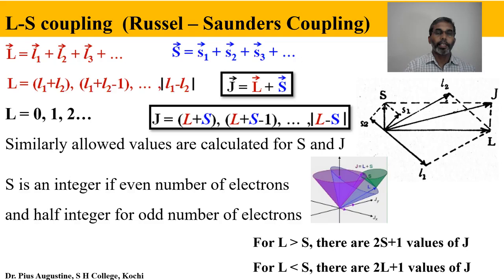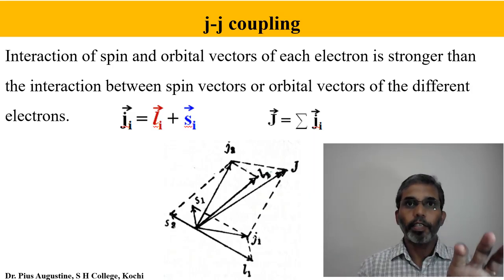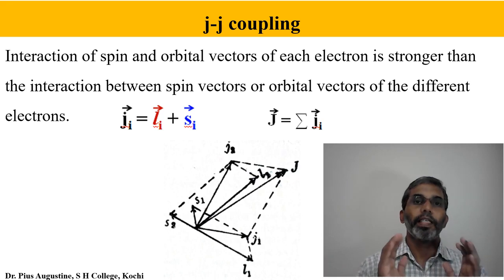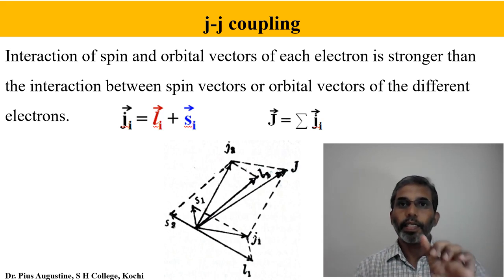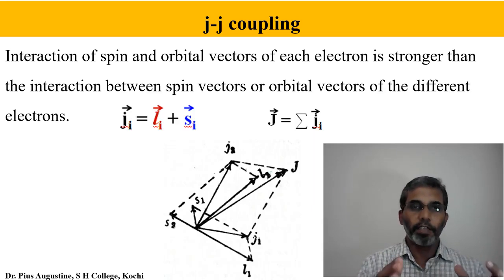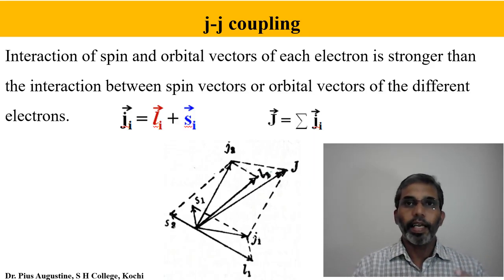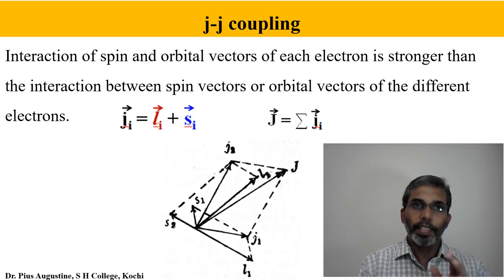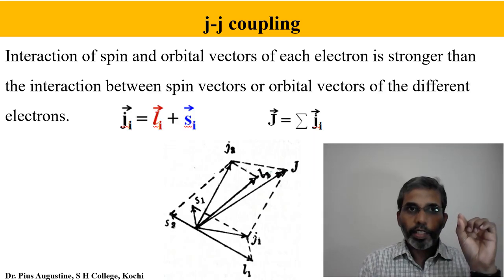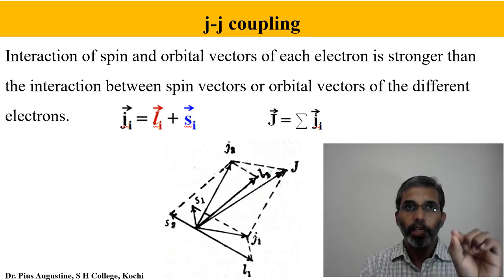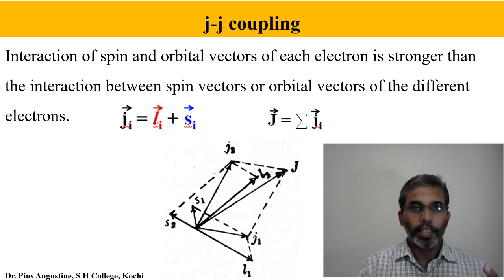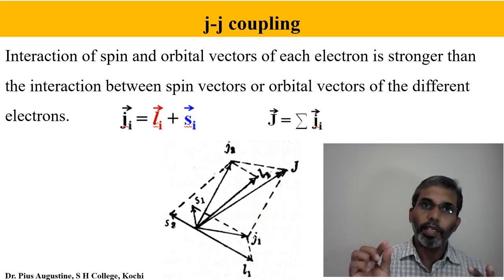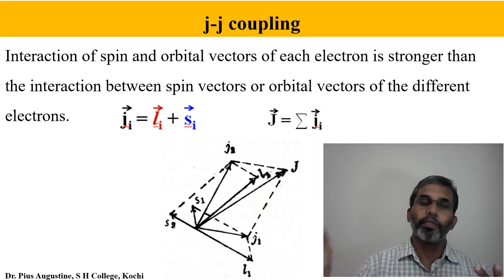So this is an extension of LS coupling, Russell-Saunders coupling. Here it is JJ coupling. JJ coupling is employed when the interaction between the spin and orbital vectors of each electron is stronger than the interaction between either the spin vectors or the orbital vectors of the different electrons. The orbital and the spin angular momenta of each electron in the atom are coupled to obtain the total angular momentum of that electron. That is Ji is equal to Li plus Si, where we get the total angular momentum of each electron separately: J1, J2, J3, etc. The net total angular momentum of the entire atom will be the vectorial sum J1 plus J2 plus J3.